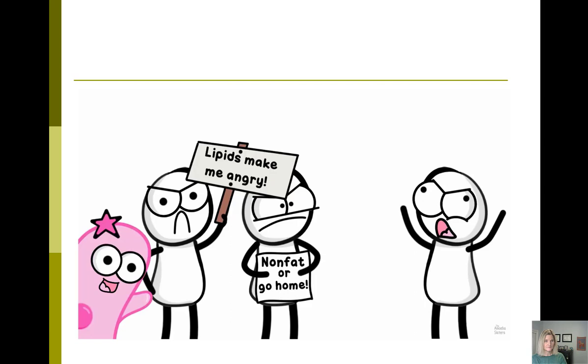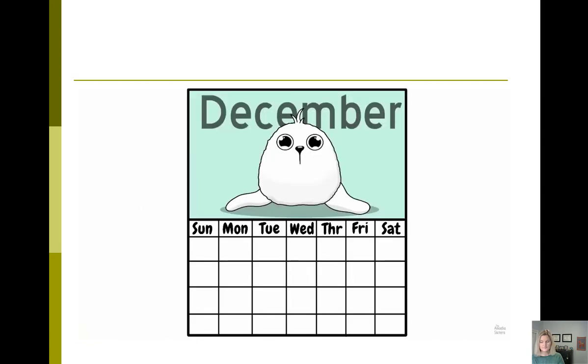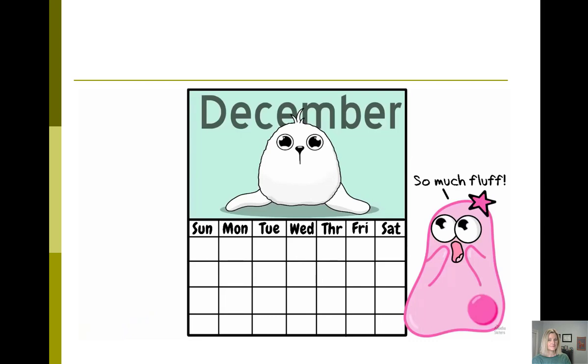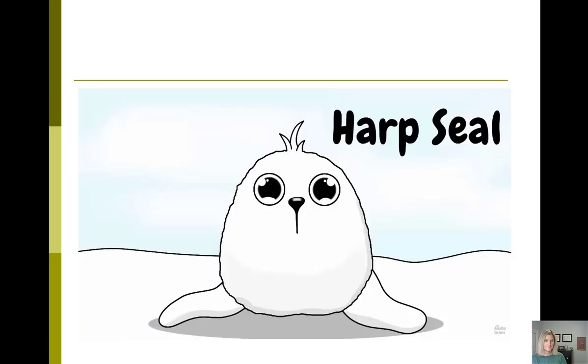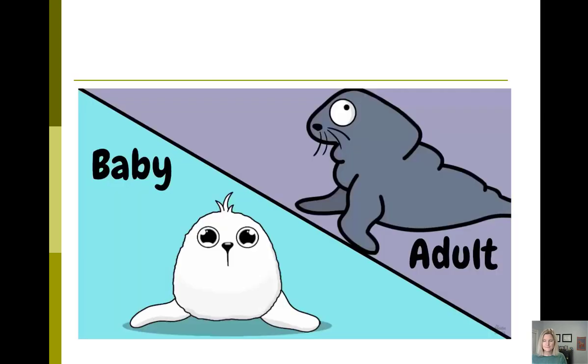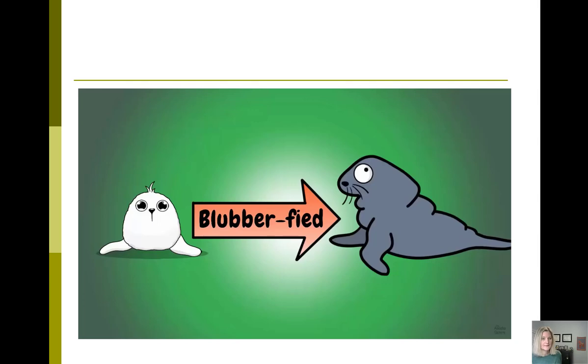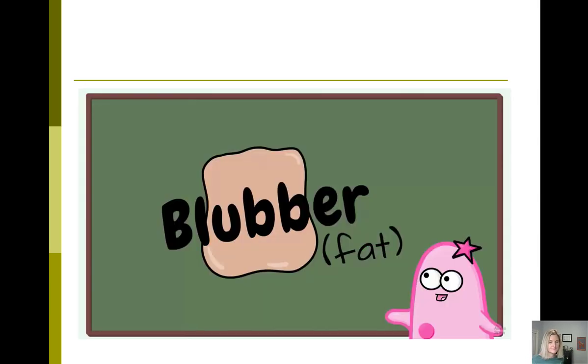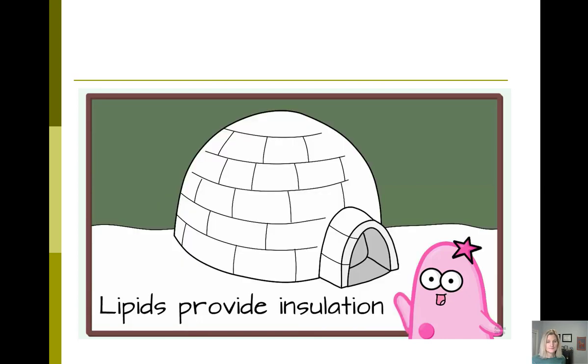For example, you know those really adorable seals that you see on calendars? They have this fluffy white hair. They're actually called harp seals. Well, they only look like that when they're babies. When they get older, they're not quite as cute. In their little baby stage, they have a lot of this hair that they're born with. It keeps them warm. But over time, they have to develop blubber. It's fat, and it helps keep them warm. Lipids are great for insulating.